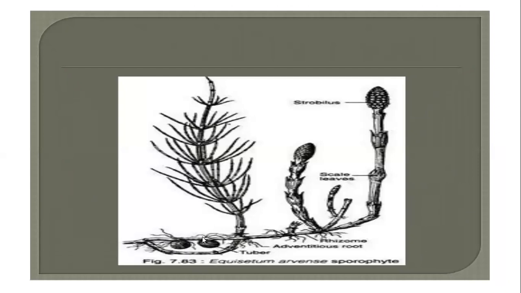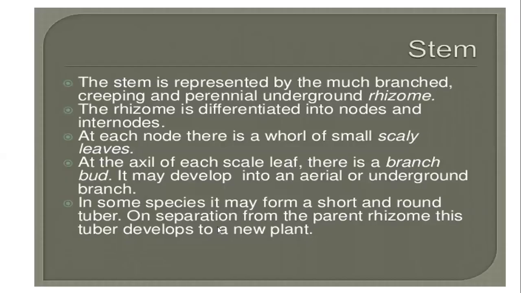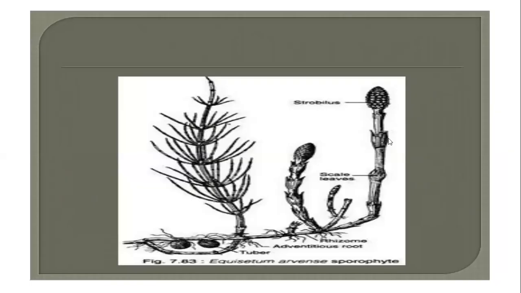You can look into this here. This is a nodal part of the rhizome, and these are the tubers. Okay, extra outgrowths. So they are round and short enough. They help in the vegetative propagation in developing a new plant. So this is the whole structure of an Equisetum plant.